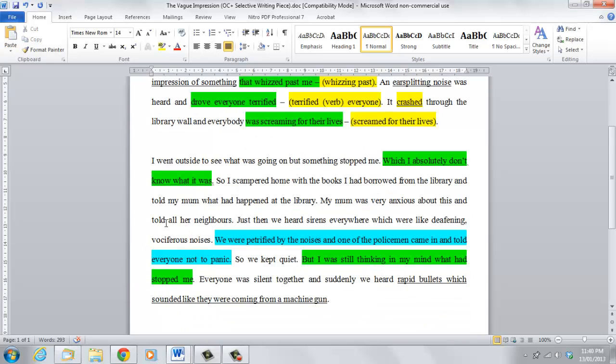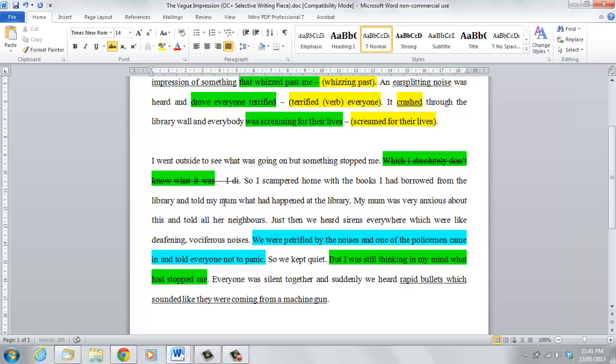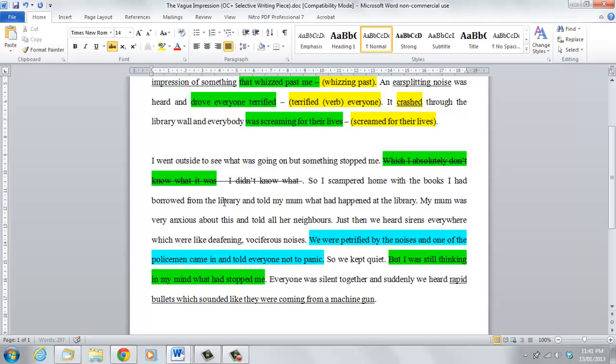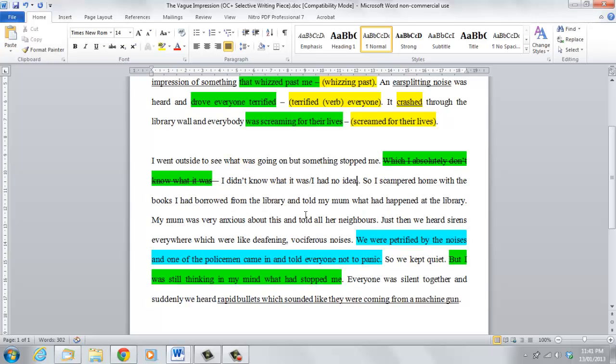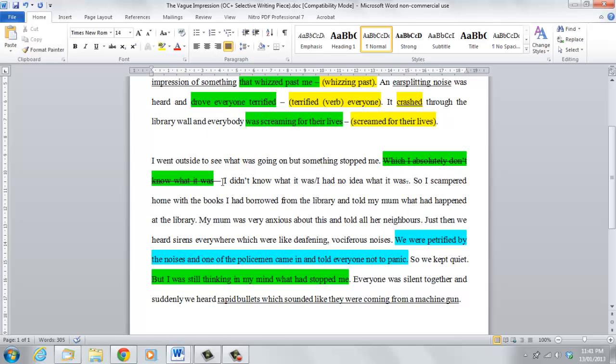This does. Okay? "I went outside to see what was going on, but something stopped me, which I absolutely don't know what it was." This section here I wouldn't exclude altogether, but it doesn't have the correct tense, which I absolutely don't know what it was. Or if you wanted the correct tense, "I didn't know what it was." That would be the correct language that you would use. Okay? "I went outside to see what was going on, but something stopped me. I didn't know what it was." Okay? Or "I had no idea what it was." Okay? These are options there.